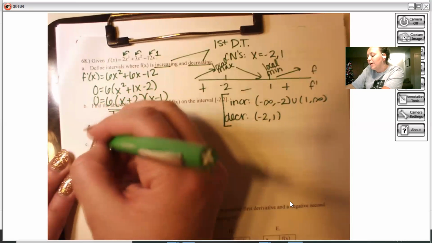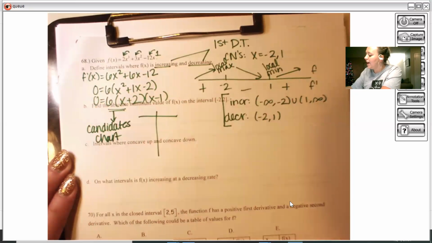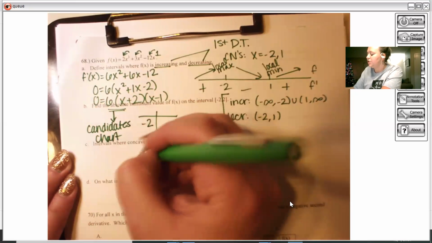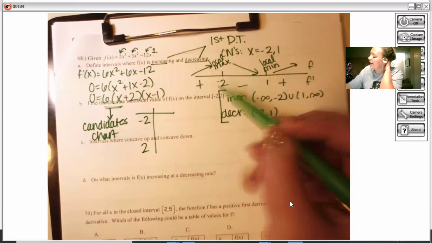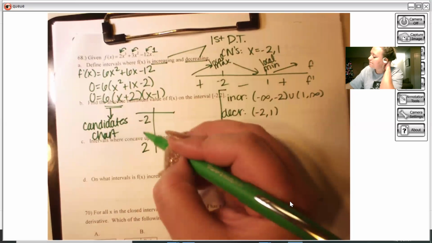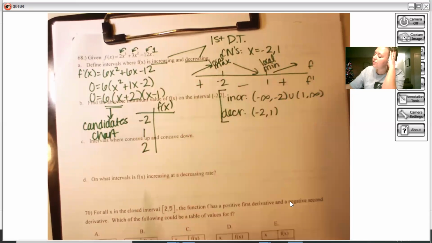And remember that for a candidates chart, two things go in your chart. Your x's of your endpoints, which are -2 and 2. And then any critical numbers, which would be -2 again, and then 1. Plugging back into the original.